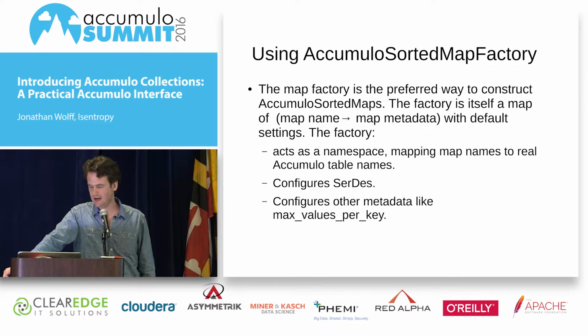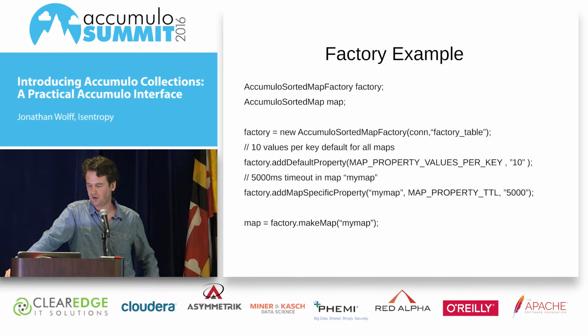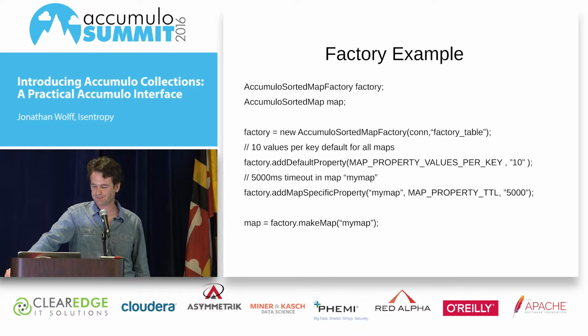So in this case, the factory add default property means that for any map that comes out of this, there are default properties, and then the map-specific properties overwrite the default properties. So in this case, I'm adding a default property that says max values per key. That's that efficient one-to-many mapping, so that every map will have that pre-configured when you call make map.